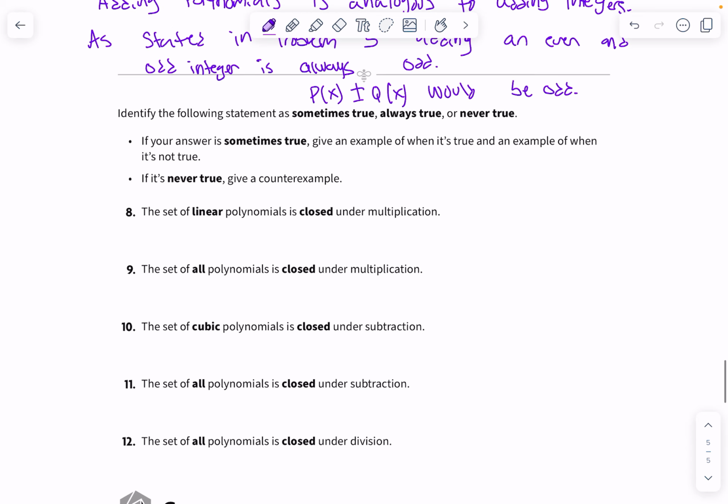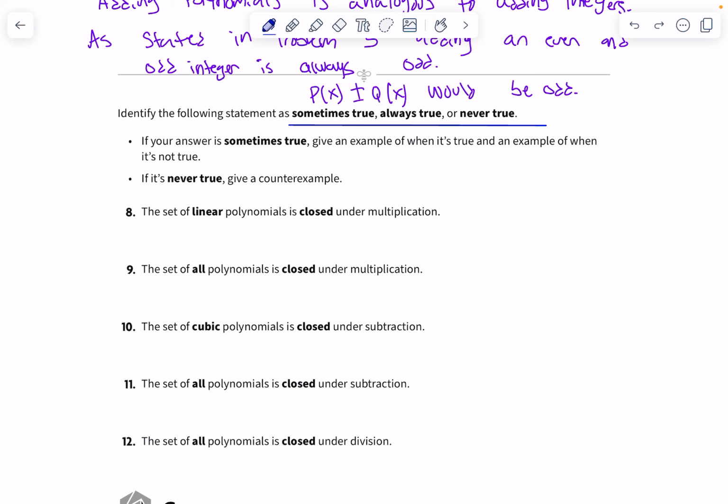Okay, let's talk about the next part. Identify the following statements as sometimes true, always true, or never true. Okay, let's dive into it. If your answer is sometimes true, give an example of when it is true and an example of when it is not true. If it is never true, give a counterexample.